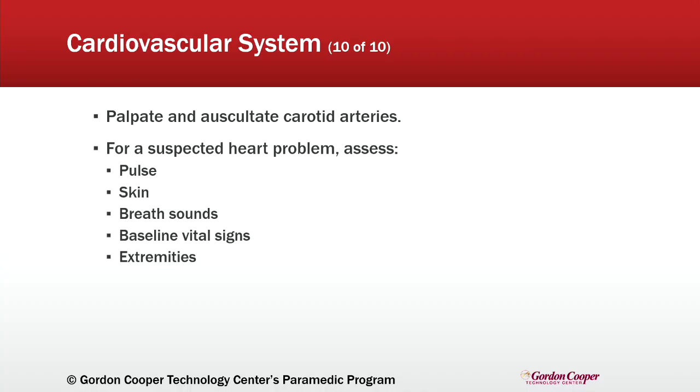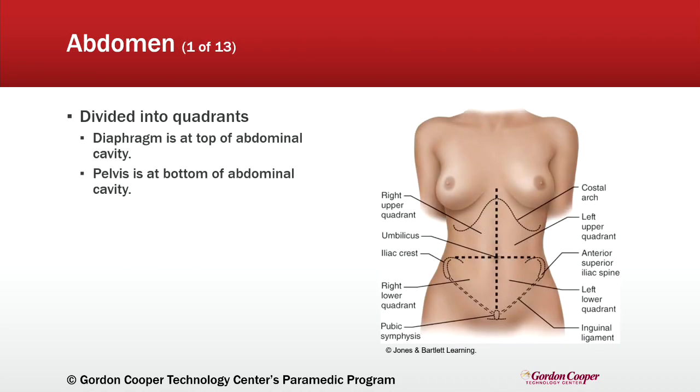And of course, knowing whether that peripheral edema is a normal thing or an abnormal thing will be helpful as well. So questioning your patient's going to help. The abdomen is divided into imaginary quadrants for assessment. We typically divide it into 4, but it can be divided into as many as 9 or more.